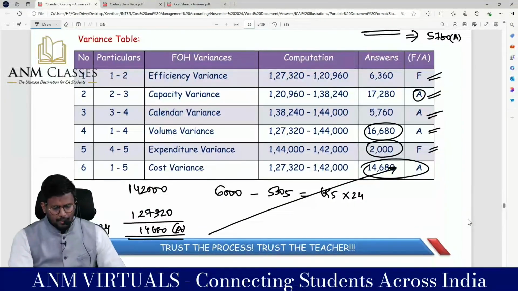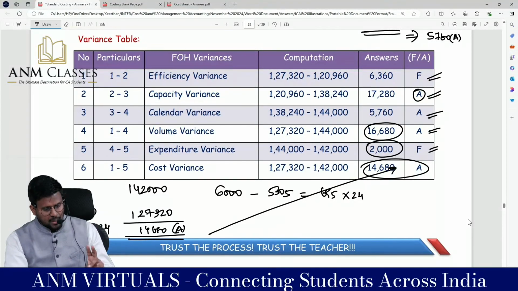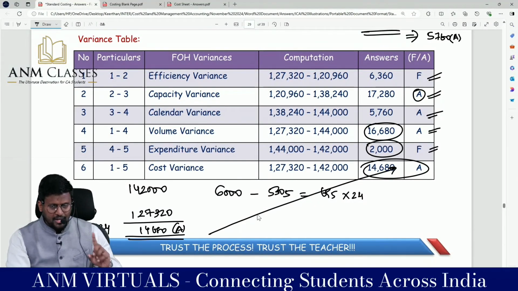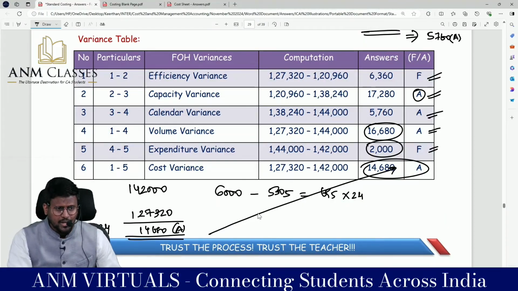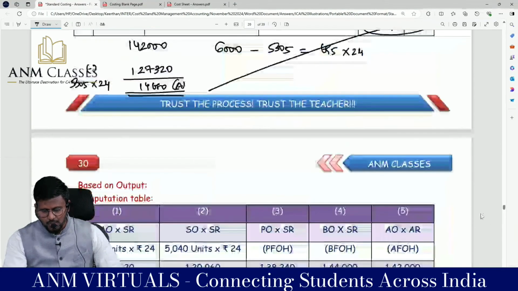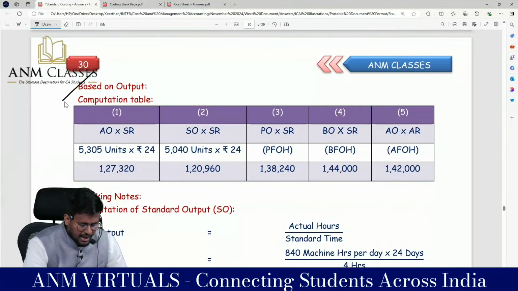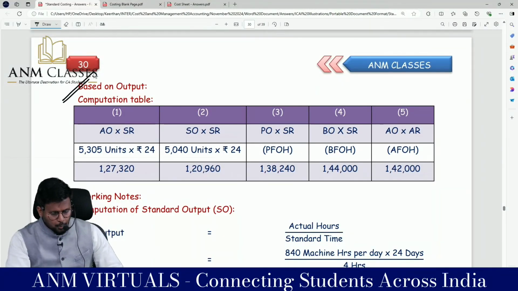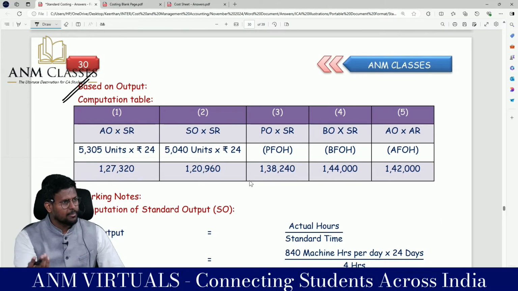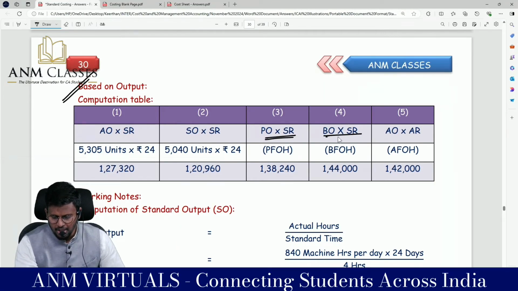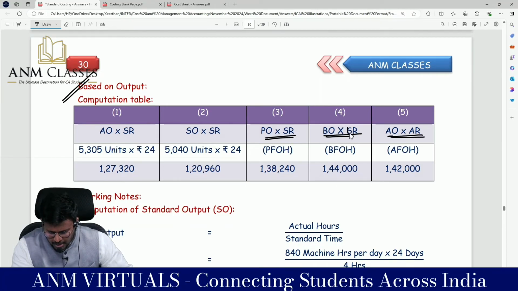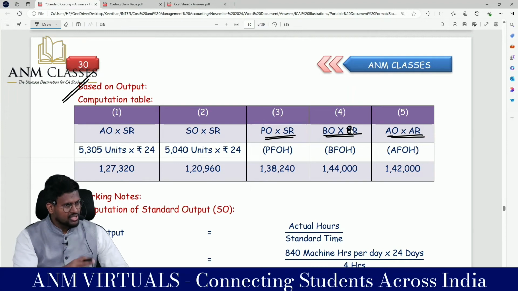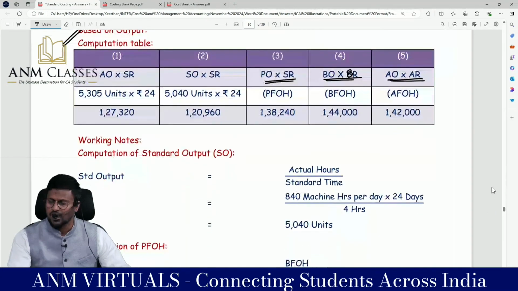And we have to find out 1 minus 2 efficiency variance, 2 minus 3 capacity variance, 3 minus 4 calendar variance, 1 minus 4 volume variance, 4 minus 5 and 1 minus 5. Are you really with me? And the next one is based on output. The same thing can be found out. Actual output into standard rate, standard output into standard rate, possible output into standard rate, budgeted output into standard rate, and actual output into actual rate. This we will call budgeted into budgeted rate. Budgeted rate is equal to standard rate. Both are the same.